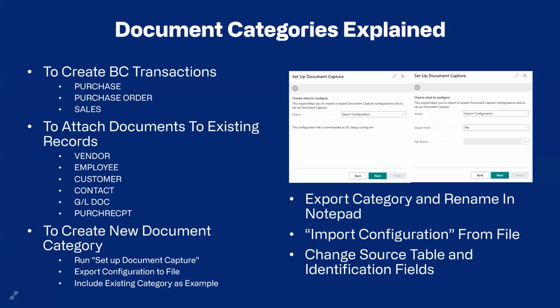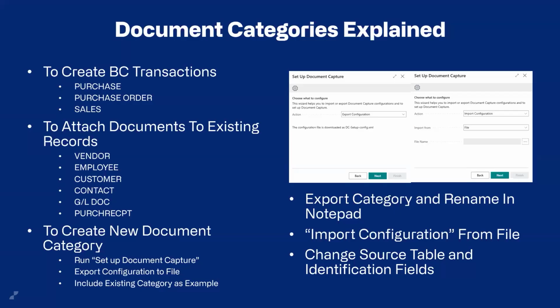And then finally, we have another poll. The question is, which document category creates a Business Central transaction? Options are vendor, sales, customer, or all of the above. The answer was sales. Like we previously discussed, the document categories that create transactions are purchase, purchase order, and sales.